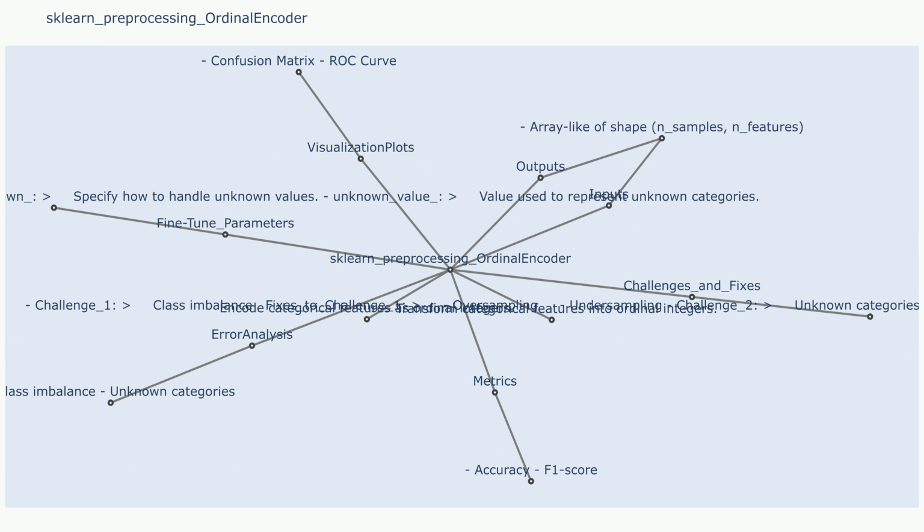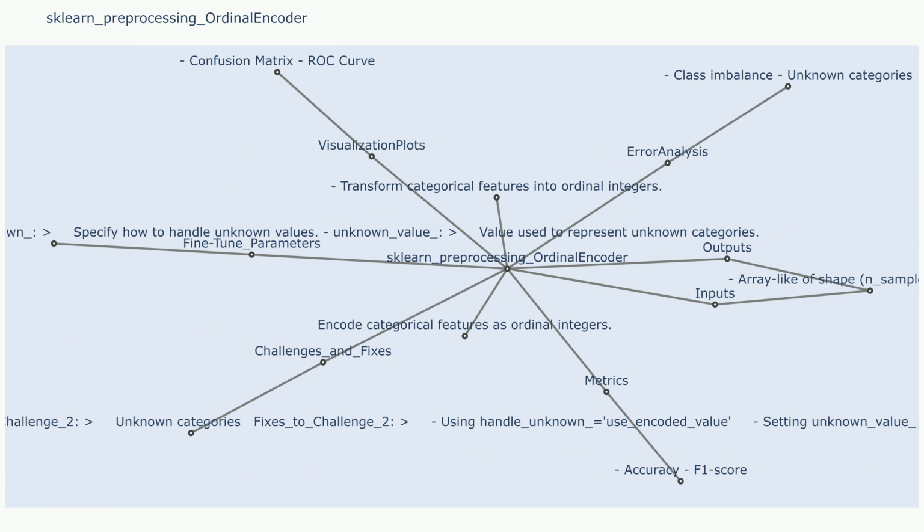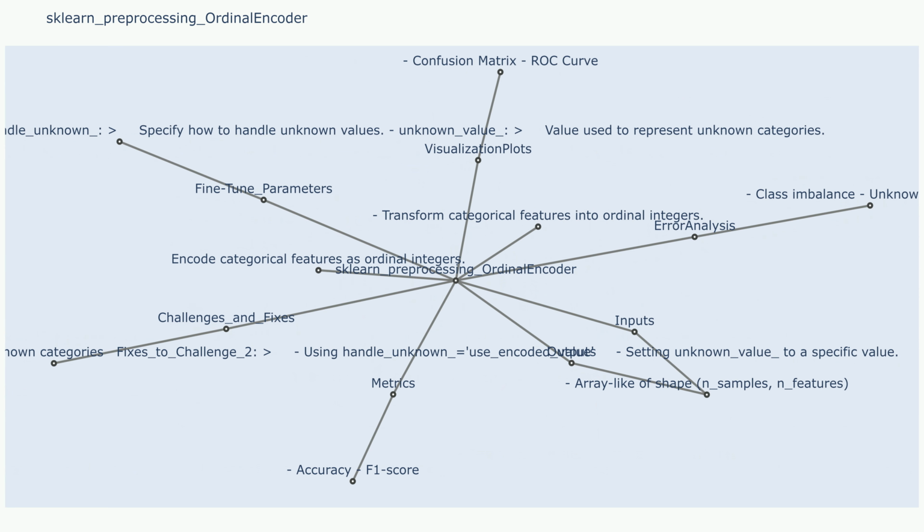Outputs: transformed data, a 2D array-like object containing the encoded numerical values. The transformed data will have the same shape as the input data, but the categorical features will be replaced with their corresponding integer representations. Categories: an array containing the categories learned during fitting.